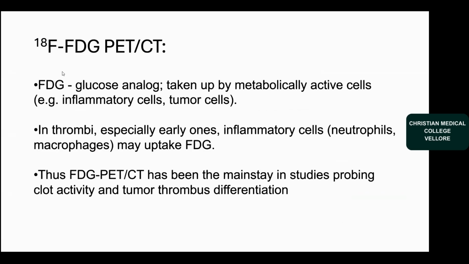So F18 FDG. FDG is a glucose analog. It is taken up by metabolically active cells, which might be inflammatory cells or tumor cells. So in thrombi, especially early ones, the inflammatory cells like neutrophils or macrophages have increased FDG uptake. Thus F18 FDG PET-CT is still the mainstay and the most common modality for looking at clot activity and to differentiate whether it's a benign or a malignant thrombus.